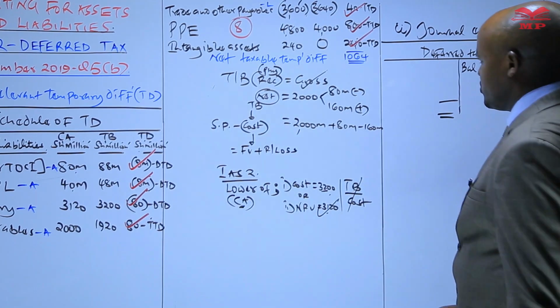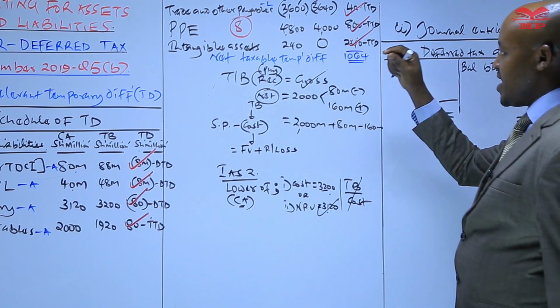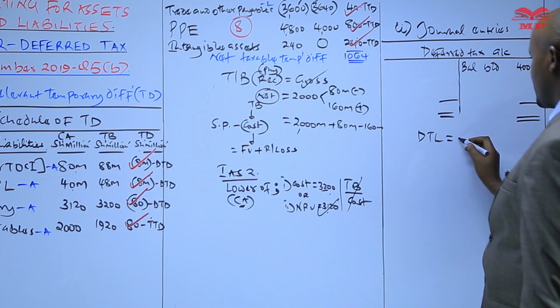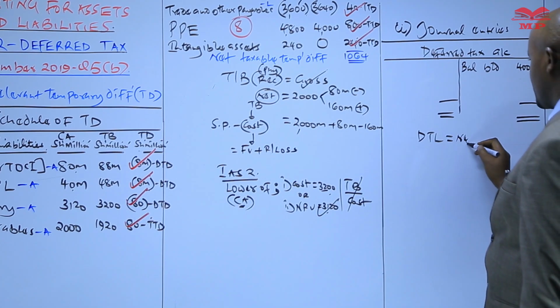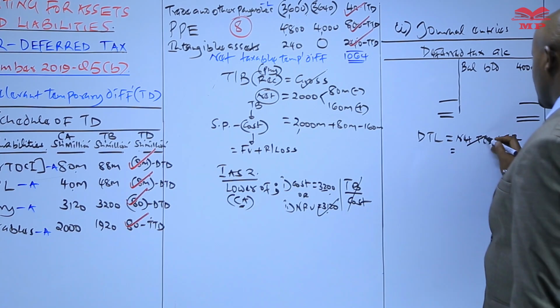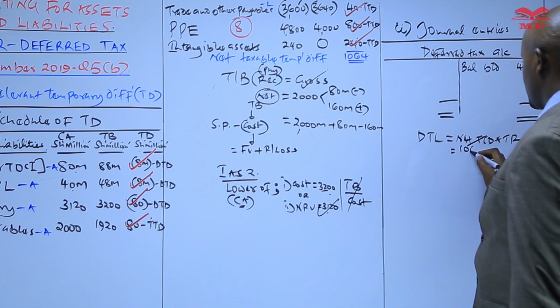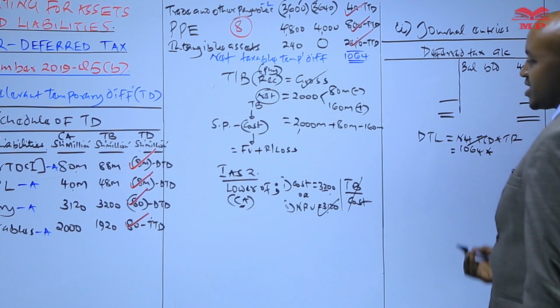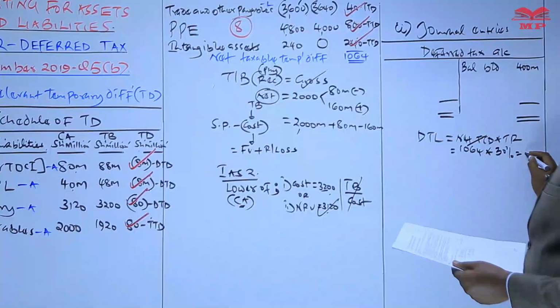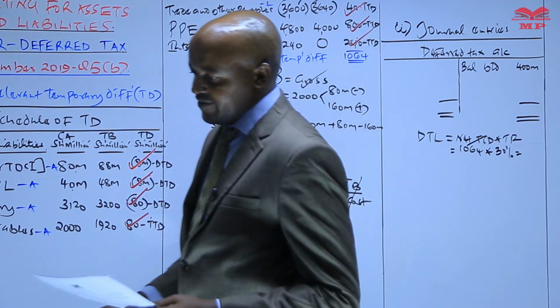So what we also need to do at the end of the year, because we have a net taxable temporary difference, we need to compute the deferred tax liability at the end of the year, which will be equal to net taxable temporary difference times the tax rate. So our net taxable temporary difference is 1064 times now the tax rate. The tax rate, we are given that in note number 7 is 30%. So let's compute that figure here.